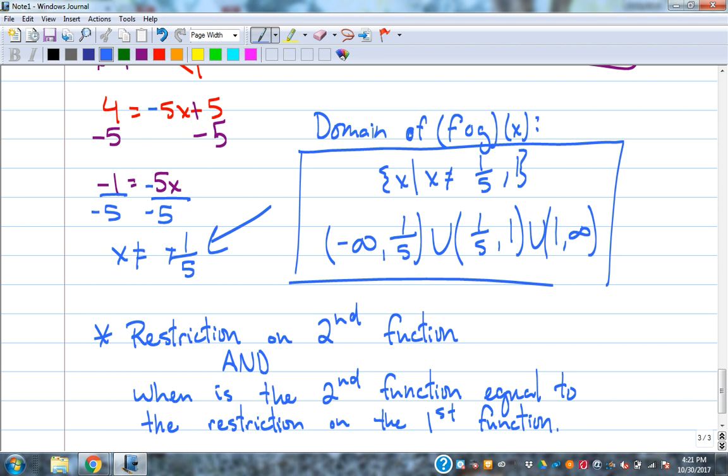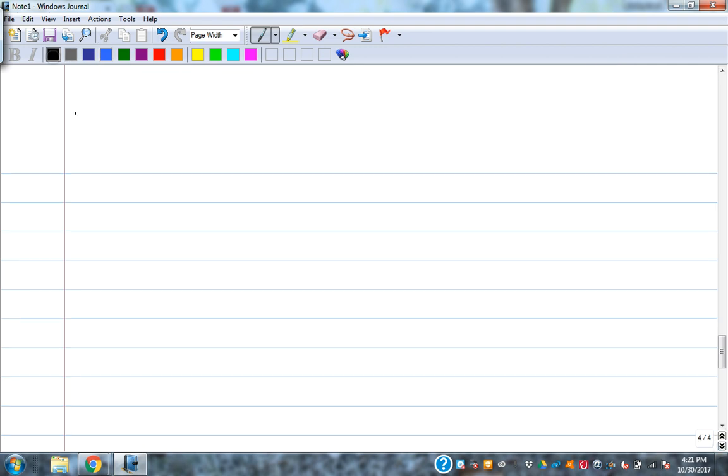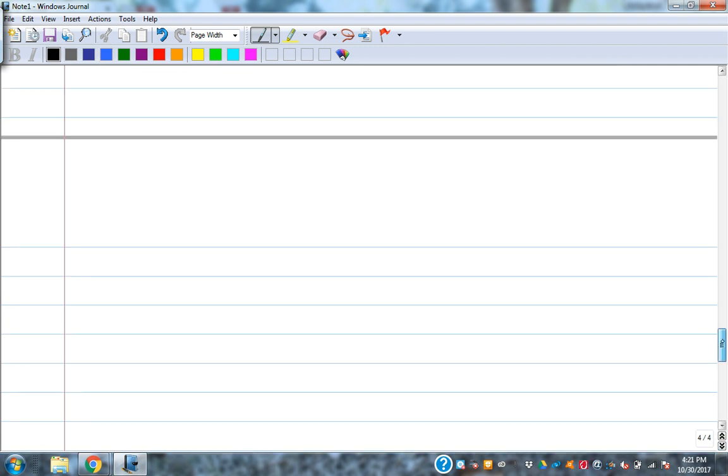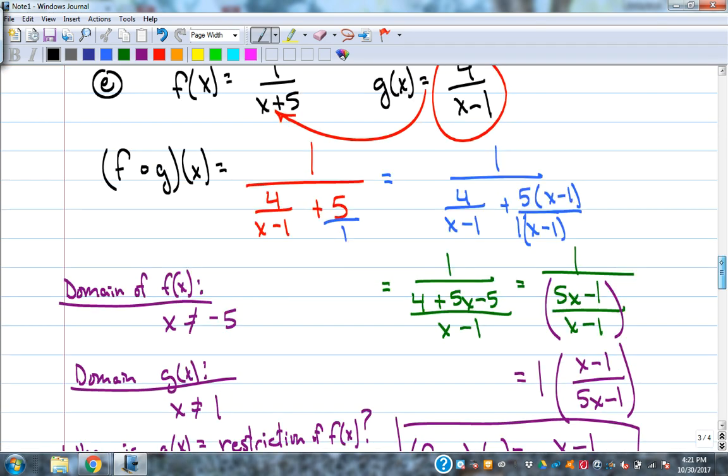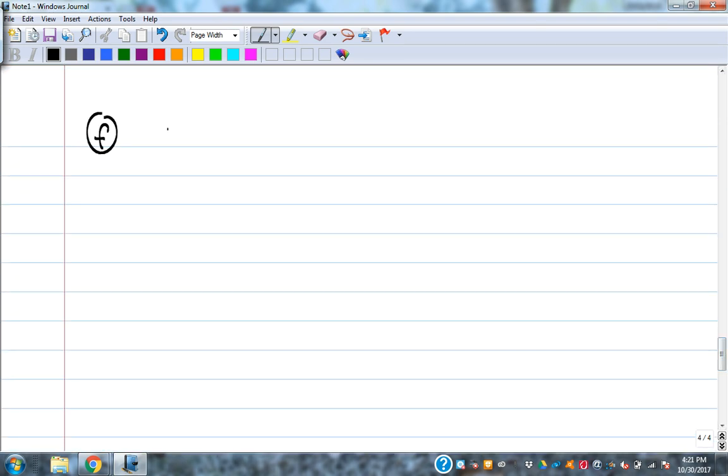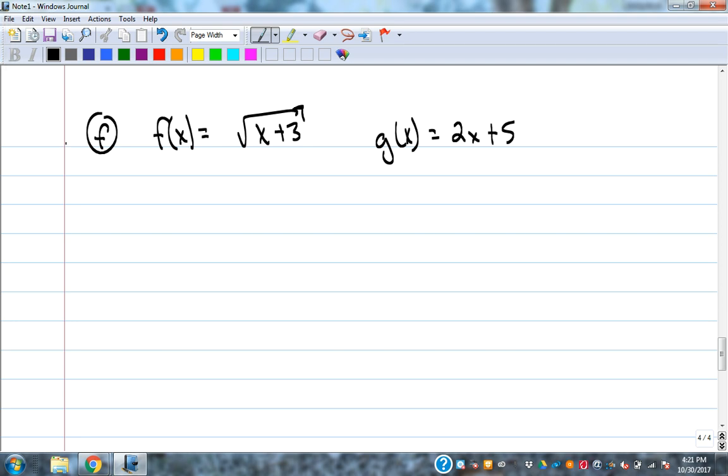Let's look at another one just to make sure we're kind of hitting that. What are we on? F? Is that right? Yeah. Example F. F of x is the square root of x plus 3. The plus 3 is inside of the square root. G of x is 2x plus 5. Okay, and then we want to find the composition F composed with G of x.